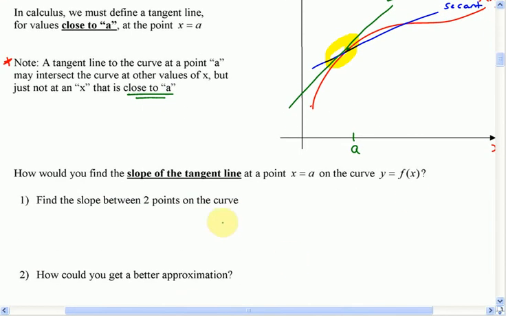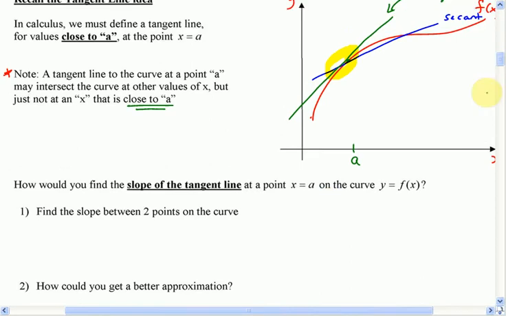Okay? So my question to you, and we've done something like this before, is how would you find the slope of the tangent line at a point, let's call it x equals A? Well, what we did earlier was, hey, we found 2 points, right? We found the slope between 2 points. And let me describe the other point as this point right here. And I'll call the distance between A and this point h. So the x-coordinate of this point will be A plus h, okay?